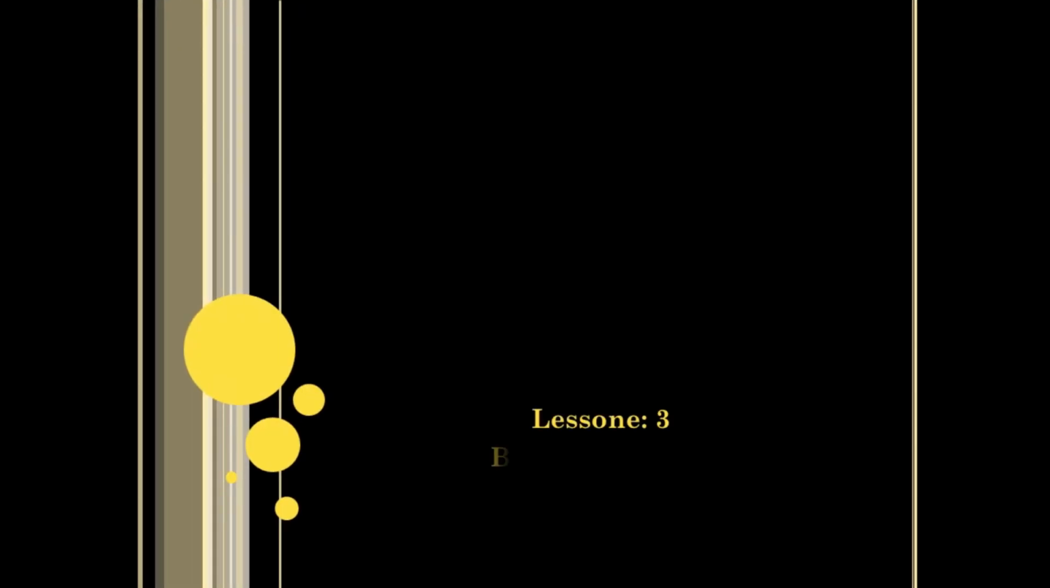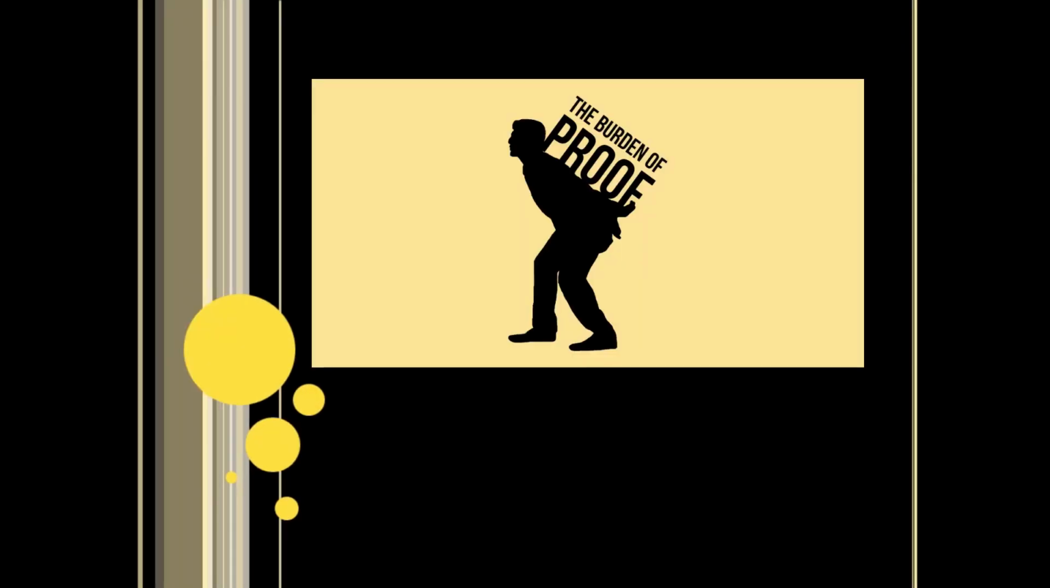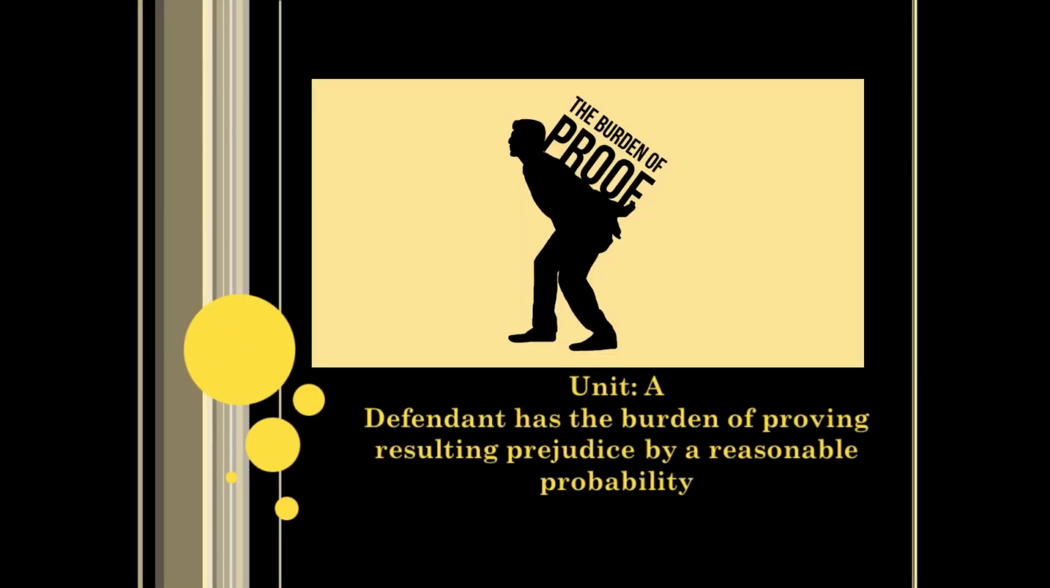Lesson 3. Burden of proof. Unit A: a defendant has the burden of proving resulting prejudice by a reasonable probability.